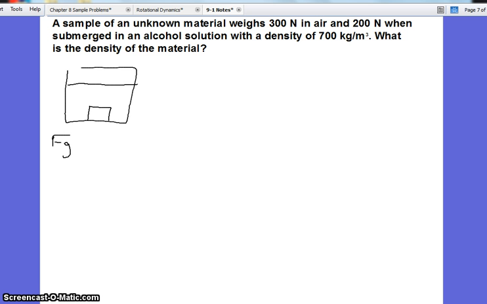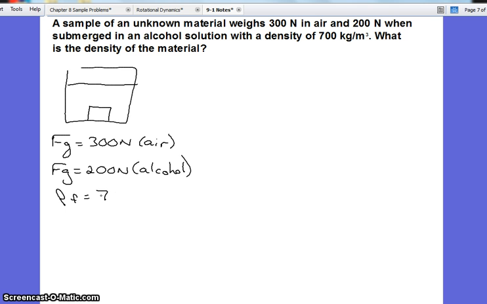And we have the gravitational force as 300 newtons when we're in the air, so I'll make a note of that. And we have the gravitational force as 200 newtons when we're in the alcohol, so I'll make a note of that as well. We have the density of the fluid, which is the alcohol, to be 700 kilograms per cubic meter. We want to know the density of the object.